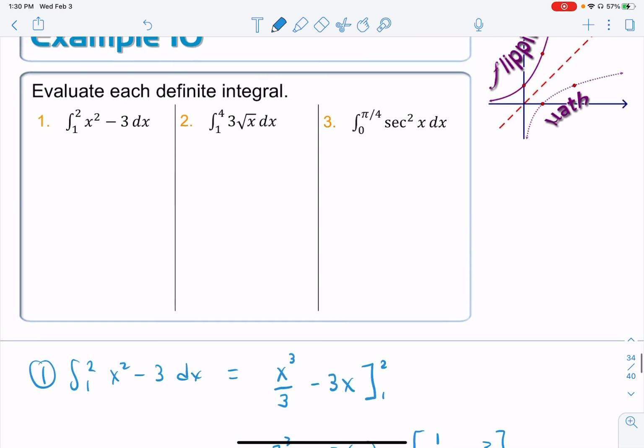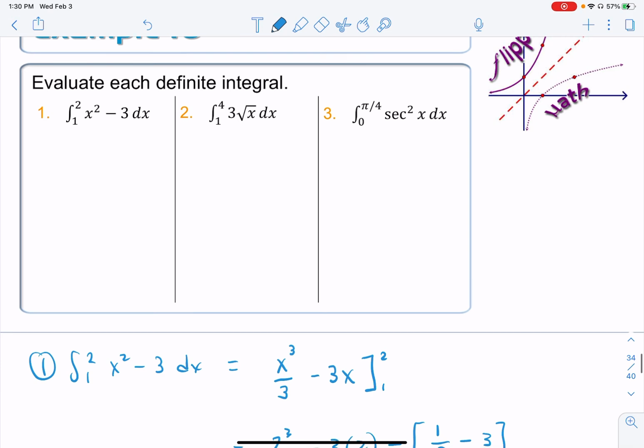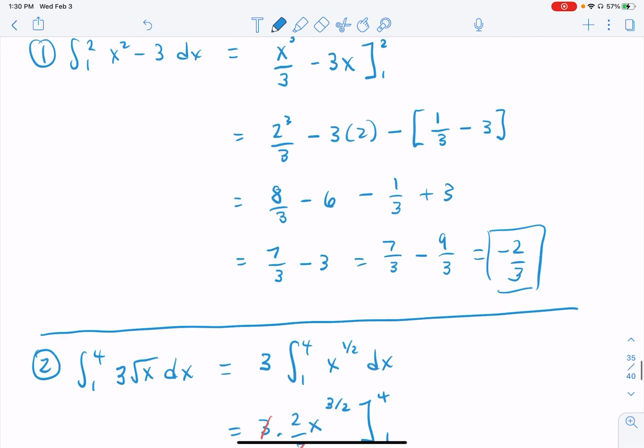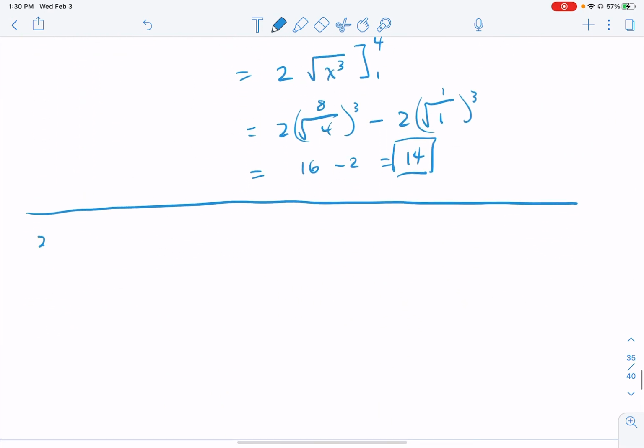We've got the definite integral from 0 to pi over 4 of secant squared x dx. What is the antiderivative of secant squared? Pretty sure it's tangent. How could we check our answer? All you got to do is take the derivative of tangent. The derivative of tangent is secant squared. And then we're going to evaluate that from 0 to pi over 4.